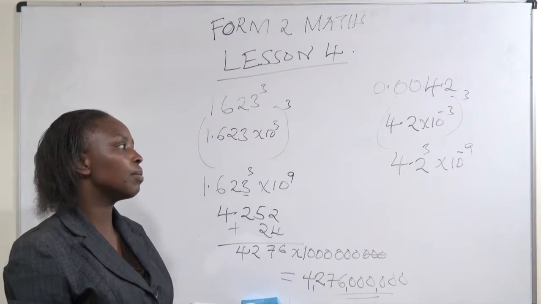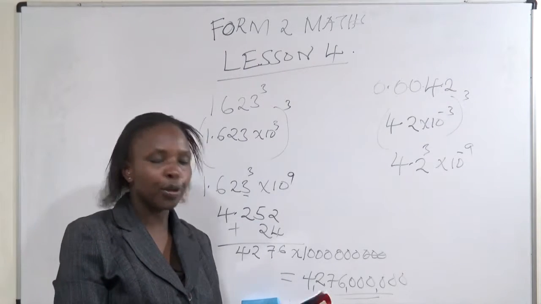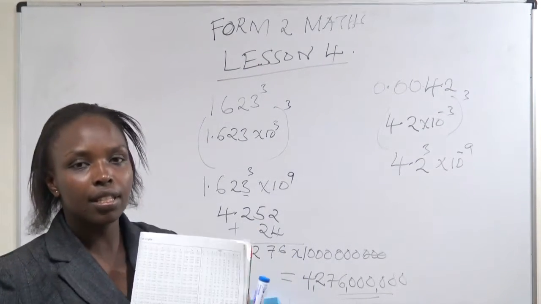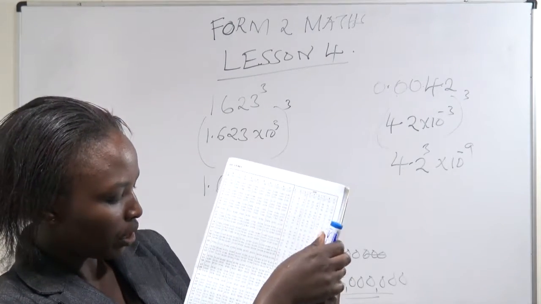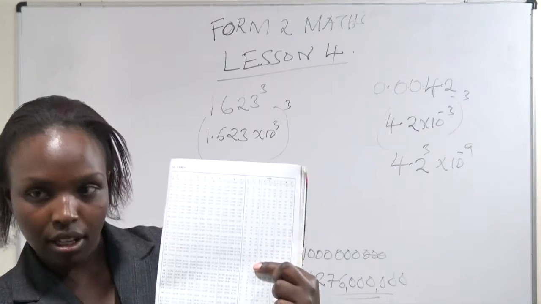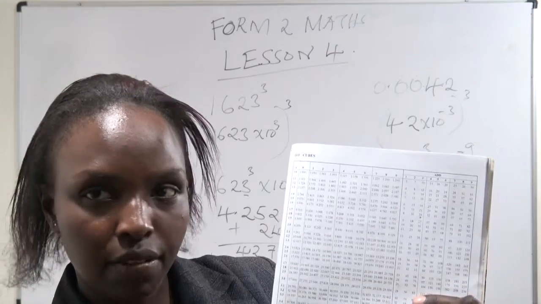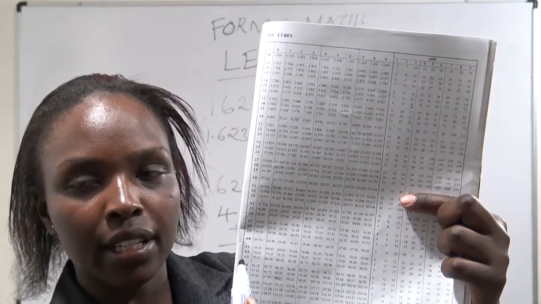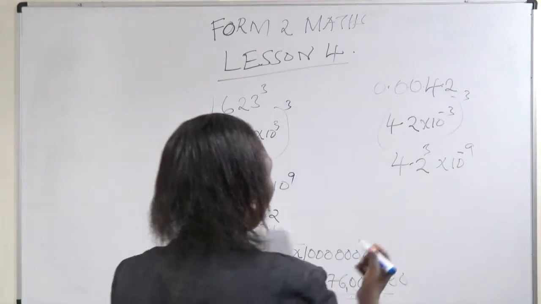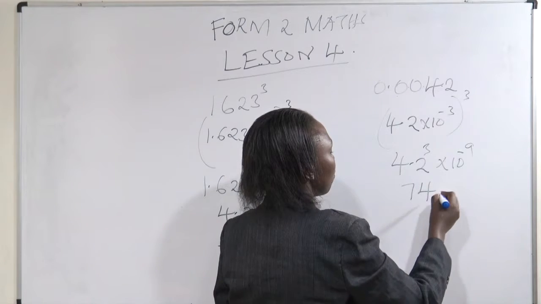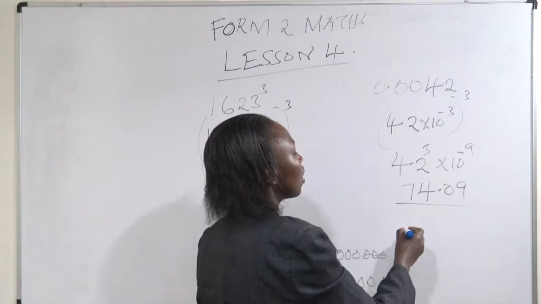So from the mathematical table, we can easily get the value of 4.2 cubed. From the x column, you go down up to where you have 4.2, and you can see the value is 74.09. So 74.09 multiplied by 10 to the power negative 9. So in this case, you are going to divide.